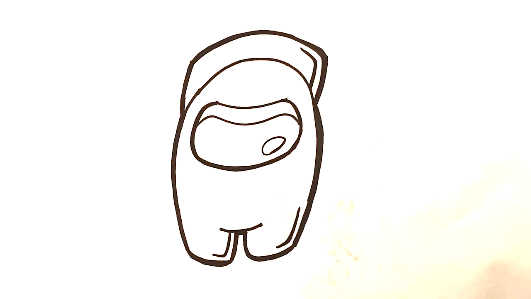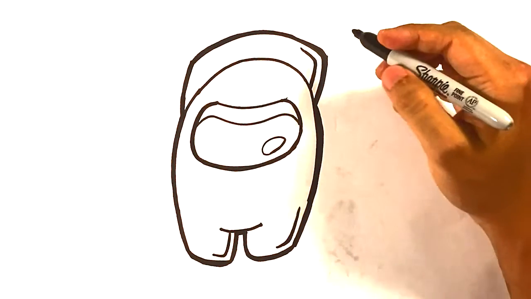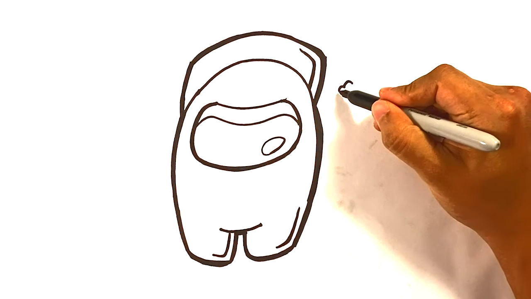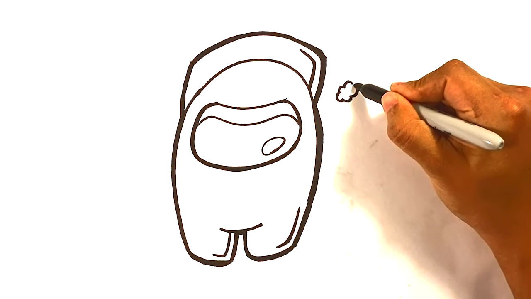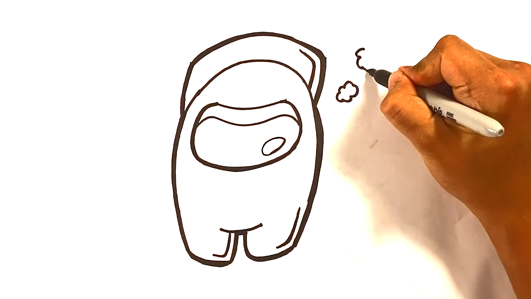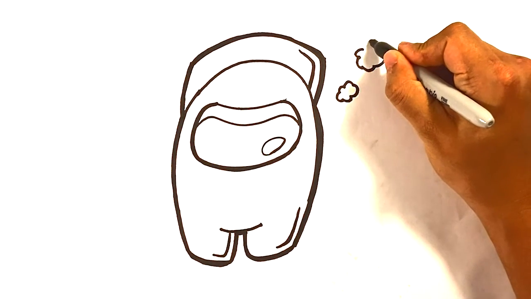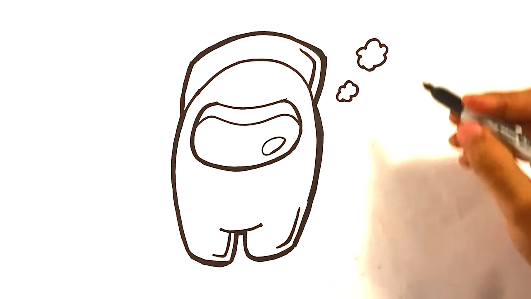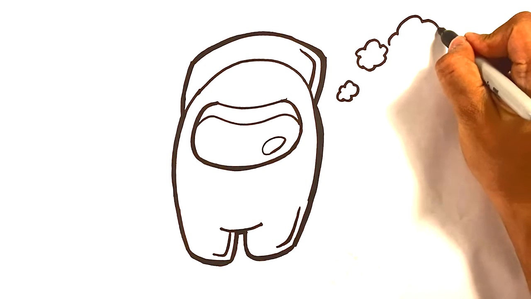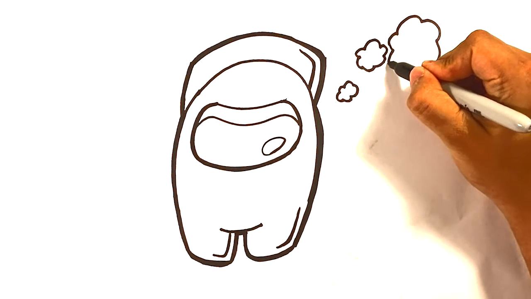You can always do some extras as well. So let's just say you want them to have like a thought bubble. You can totally do that. You can maybe draw one bubble here. Slightly bigger one. And then maybe you can just kind of do a pretty larger one over here.